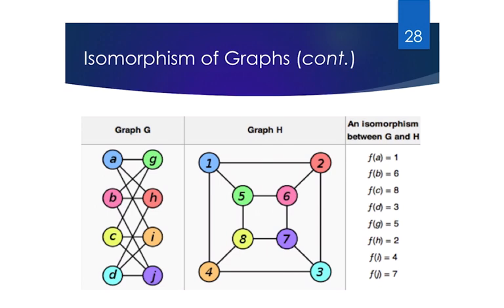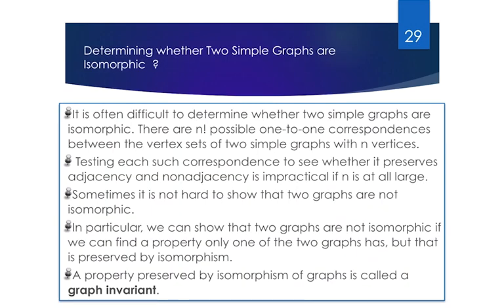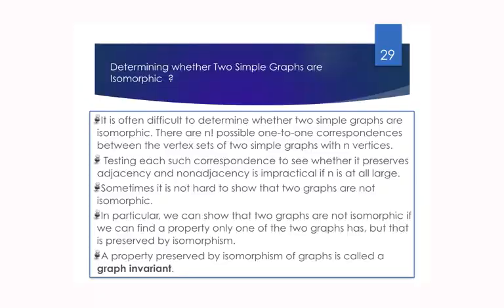There are n factorial possible one-to-one correspondences between the vertex sets of two simple graphs with n vertices. Testing each such correspondence to see whether it preserves adjacency and non-adjacency is impractical if n, the number of vertices, is at all large.